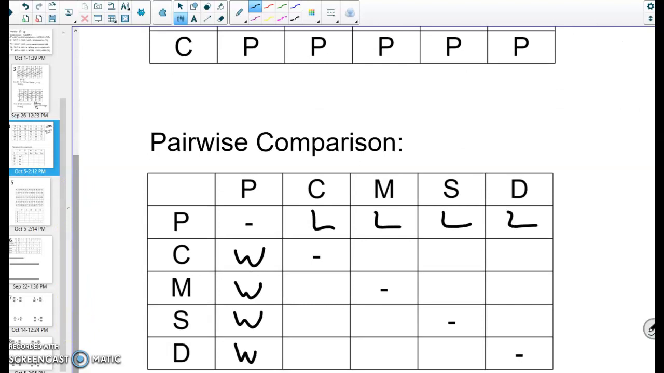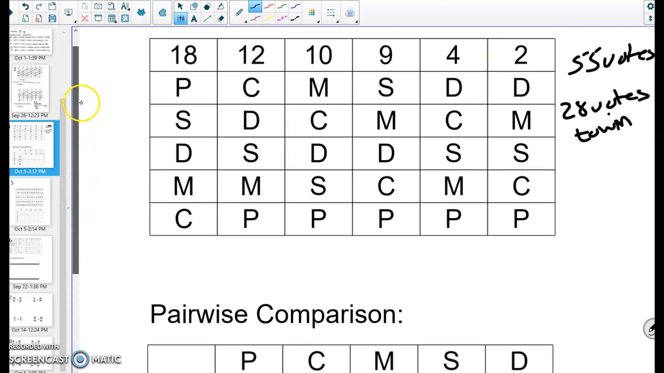Pepsi loses. Once again, I like to go across. Pepsi loses to Coke. Pepsi loses to Mountain Dew. Pepsi loses to Sprite. Pepsi loses to Dr Pepper. Here, Coke wins over Pepsi. Mountain Dew wins over Pepsi. It's just the opposite. Now we'll do Coke, or C.